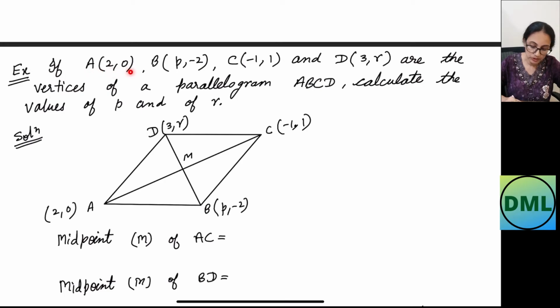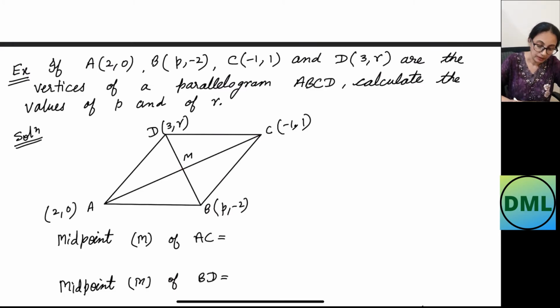If A (2, 0), B (p, minus 2), C (minus 1, 1) and D (3, r) are the vertices of a parallelogram ABCD, calculate the values of p and the value of r. As you can see, I have drawn the diagram for you. A is 2, 0, B is p, minus 2, C is minus 1, 1 and D is 3, r. I have joined the diagonals also, BD and AC, which cut at the point M.